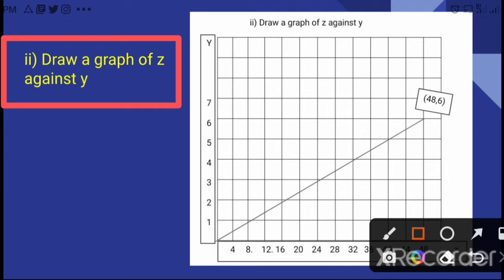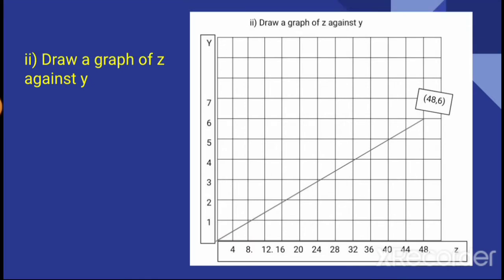I have taken the z on the x-axis, and I have written the values of z starting from 4, 8, 12, 16, 20, 24, 28, 32, 36, 40, and so on. So the z will be 48, and 48 is the value of z which is given in the question.